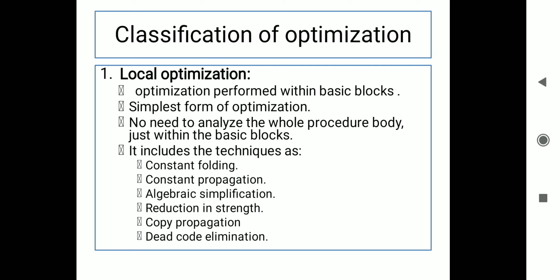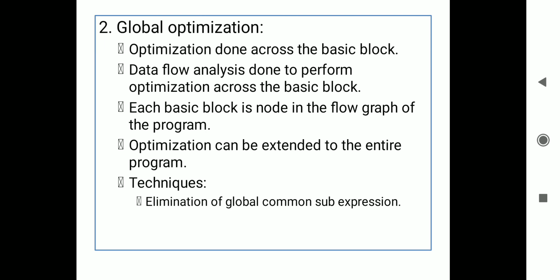Optimization performed within a basic block is called local optimization. It is the simplest form of optimization. There is no need to analyze the whole procedure body; just within the basic block we perform the optimization. Different techniques to perform local optimization within the basic block are constant folding, constant propagation, algebraic simplification, reduction in strength, copy propagation, and dead code elimination.